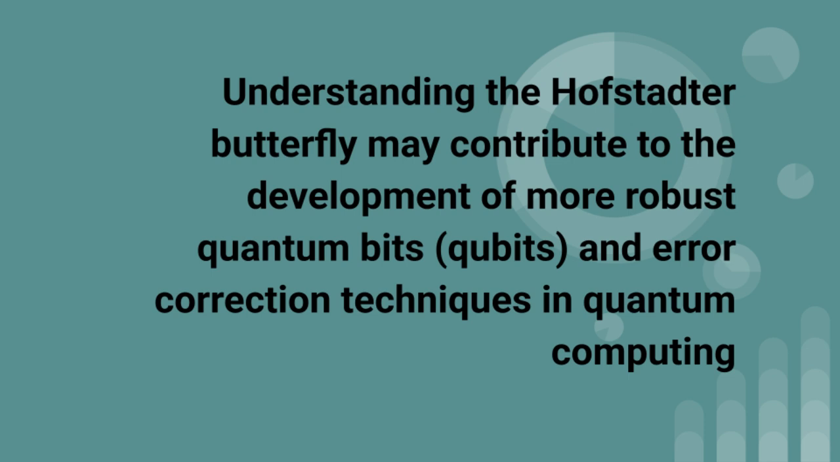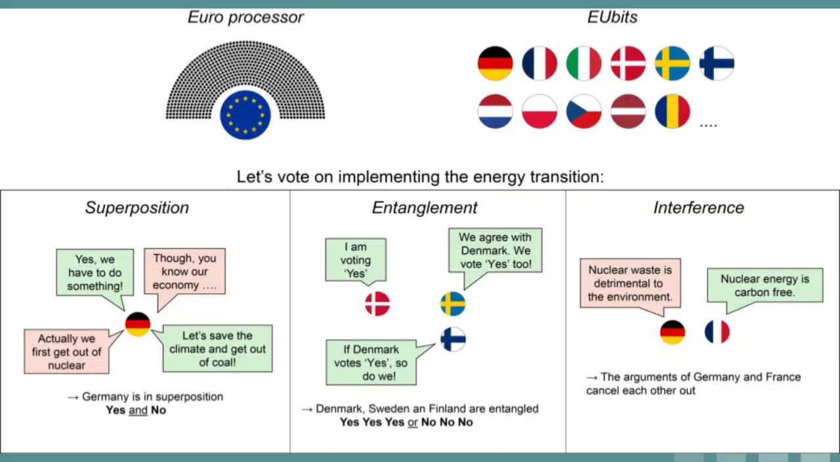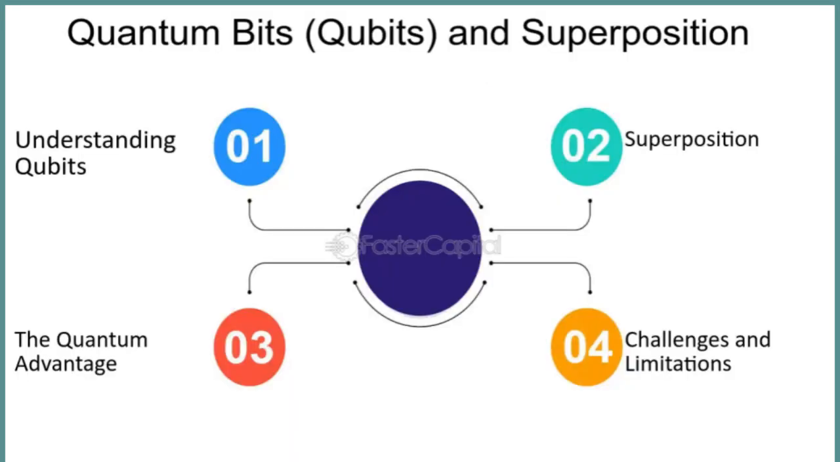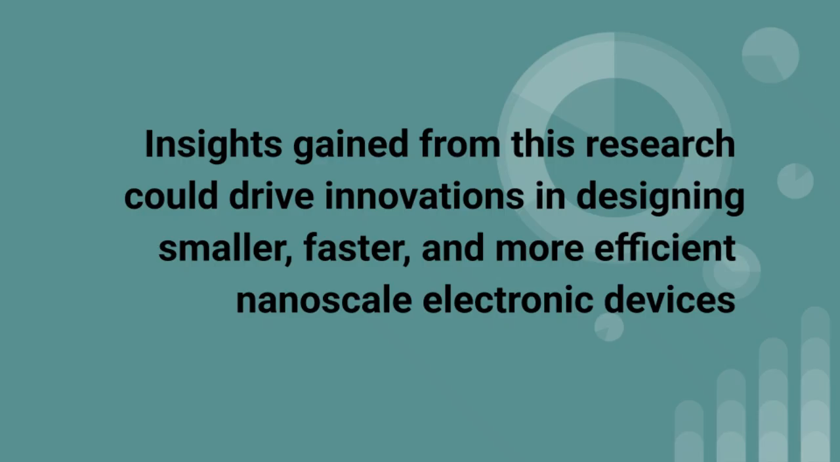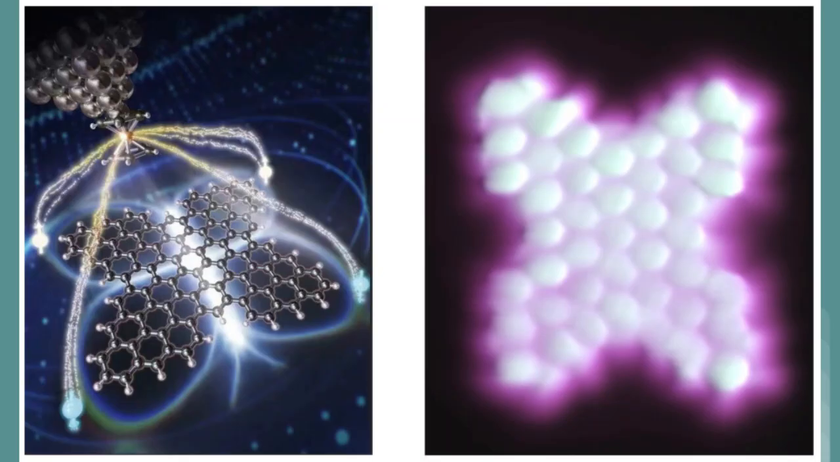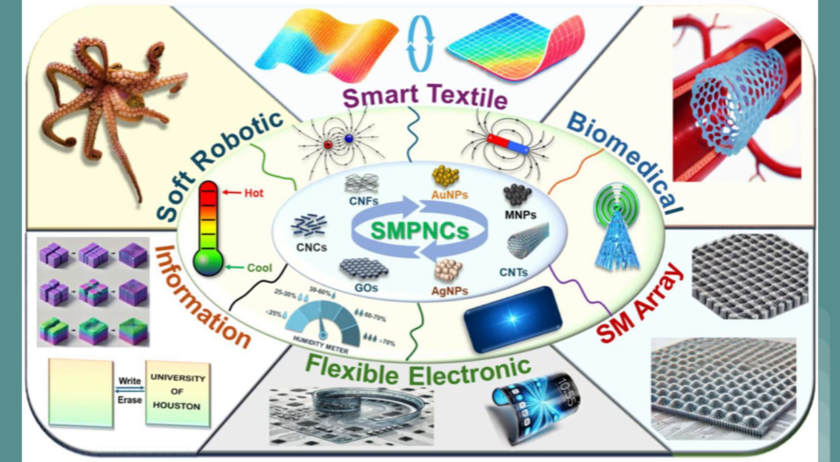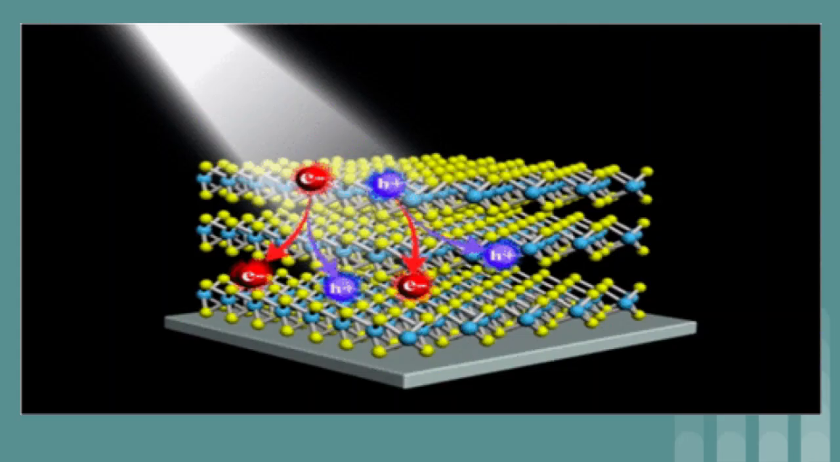Speaking of applications, were there any particular areas that stood out to you in the research you sent? Well, aside from the obvious implications for quantum computing and materials science, I was really intrigued by the potential impact on our understanding of fundamental physics. The Hofstadter butterfly offers a unique window into the quantum realm, and it could help us answer some of the biggest questions we have about the nature of reality. Can you elaborate on that a bit? What kind of questions are we talking about?